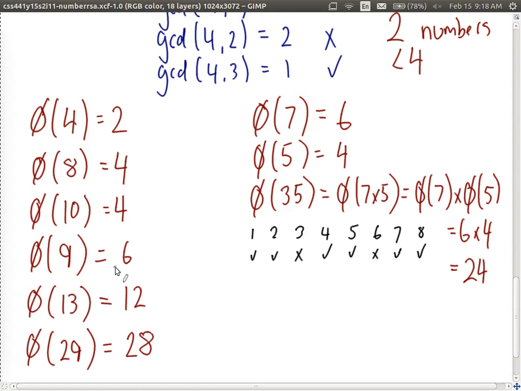If n is prime, all numbers less than a prime number will be relatively prime with that number. So all numbers less than 13 will be relatively prime with 13. Therefore, the totient of 13 is 12. There are 12 numbers less than 13, 12 integers, I should say. The totient of a prime number is that prime number minus 1. So that's the shortcut. If we know we have a prime number, we can calculate its totient. If we don't have a prime number, we know it's composite, then we have to calculate manually.